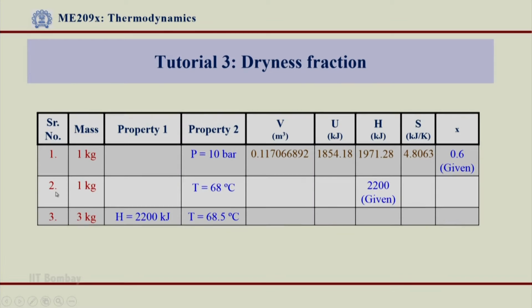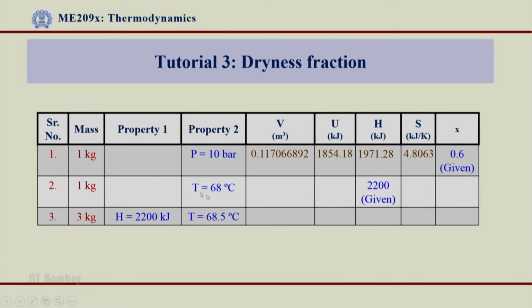Let us go now to problem number 2, where again the mass is 1 kg. What is given is a temperature of 68 degrees centigrade. The other property given is enthalpy, 2200. So I have two properties now, temperature and enthalpy, and I have to get all other properties.